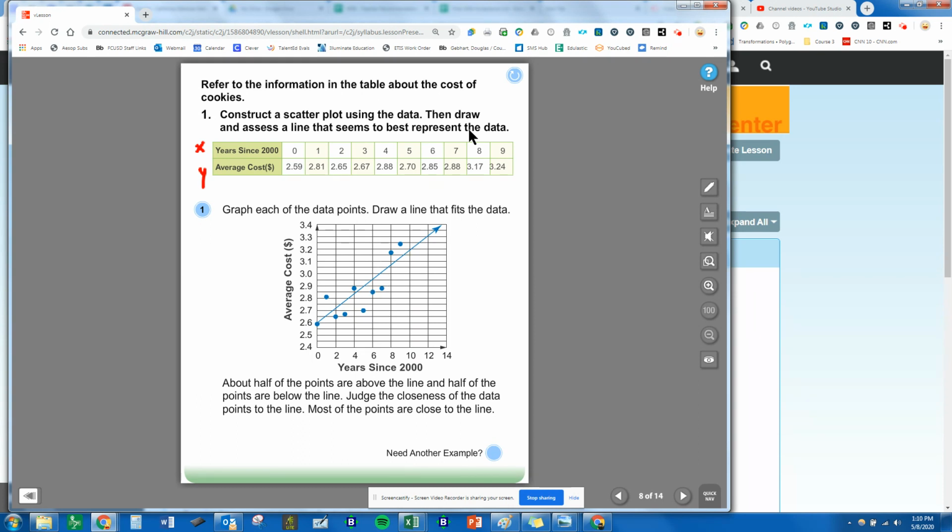And part of what we have to do, and scientists have to do this too, is to assess the line. That means, do you think this line fits the data well? In this case, the answer is, yeah, it's fairly good, because what you're looking for is that points should be above the line and points should be below the line. It needs to be surrounding the line so that the line is in the middle. The closer it is to the line, the better. In this case, it's pretty close. So we would say yes. Most of the points are close to the line, so the line of best fit fits well.